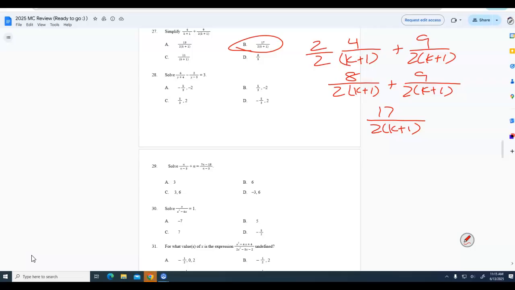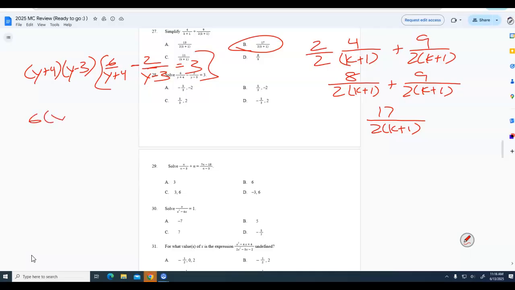Now when there's an equal sign like there is in 28, I can get rid of denominators. So I'm going to multiply all three terms by (y plus 4)(y minus 3). That's 6 over y plus 4, minus 2 over y minus 3, equals 3. And when I multiply that through, the y plus 4's cancel. It's 6 times y minus 3.